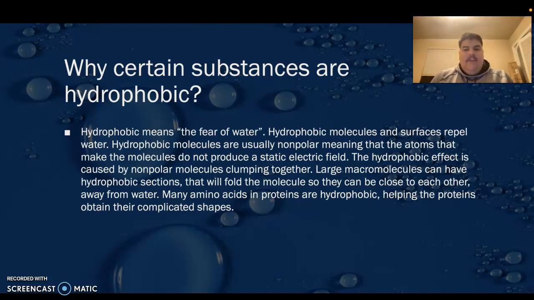The hydrophobic effect is caused by nonpolar molecules clumping together. Large macromolecules can have hydrophobic sections that will fold the molecules so they can be close to each other, away from water. Many amino acids and proteins are hydrophobic, helping the proteins obtain their complicated shapes.